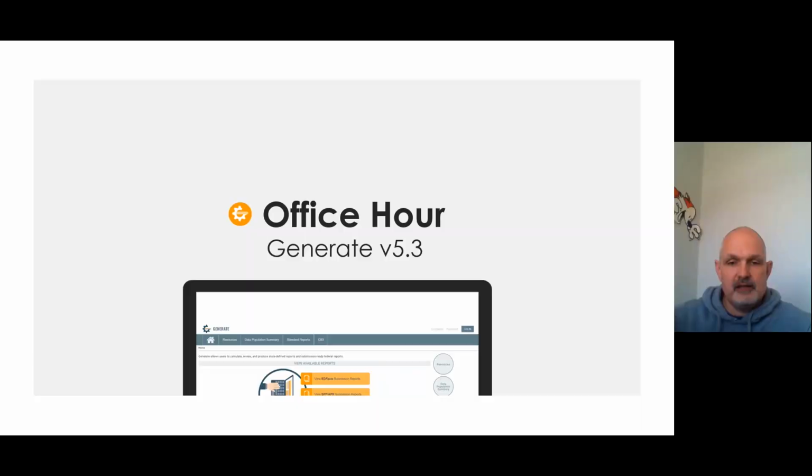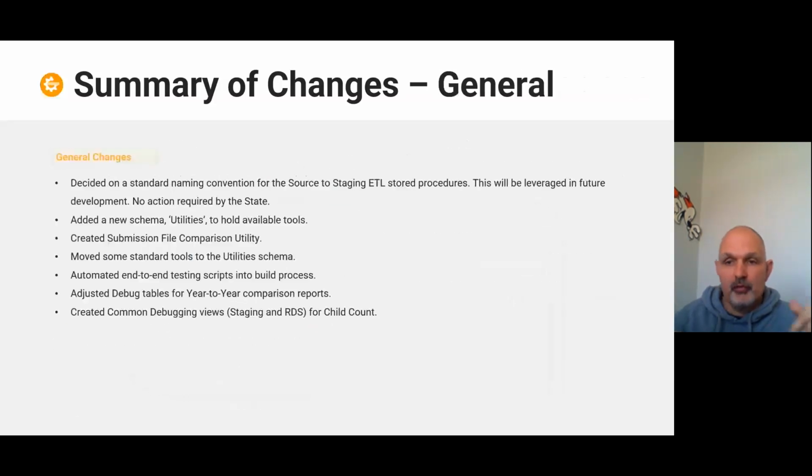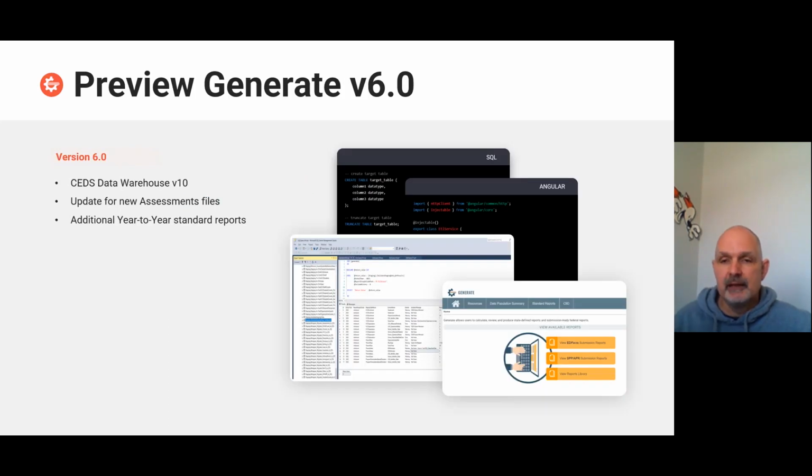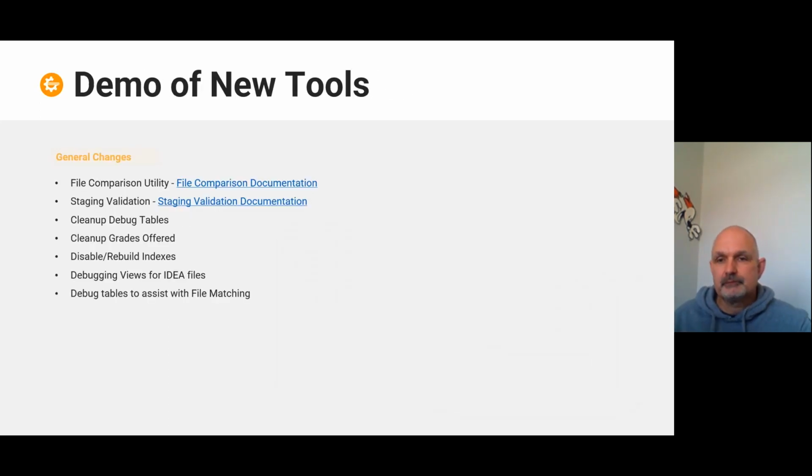The bigger utilities that we've written, like the file comparison things, we've created documentation for those. For the smaller things like the cleanup debug tables and cleanup grades offered, we have not created an actual formal document for them. Currently, we tried our best to document the stored procedure itself as well as we could. But we are going to create documentation for all of these utilities. Travis, I think there was a slide for GitBook in there.